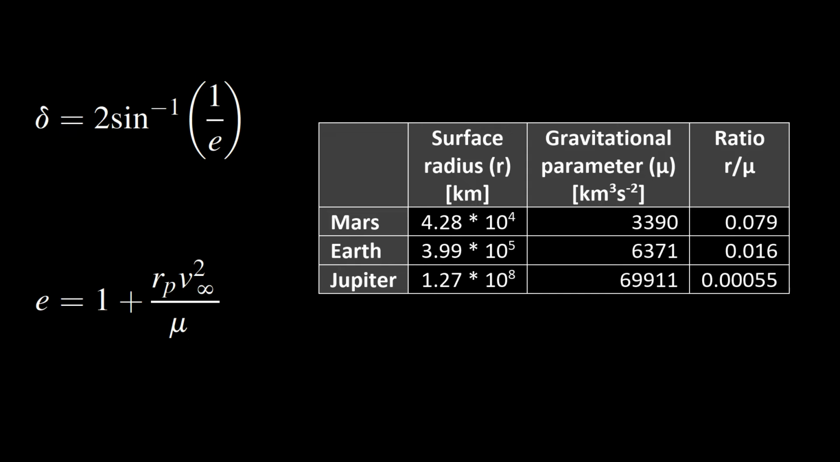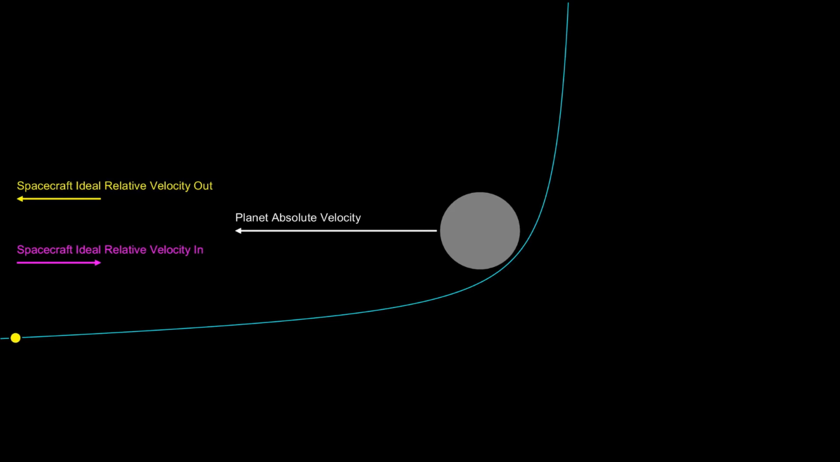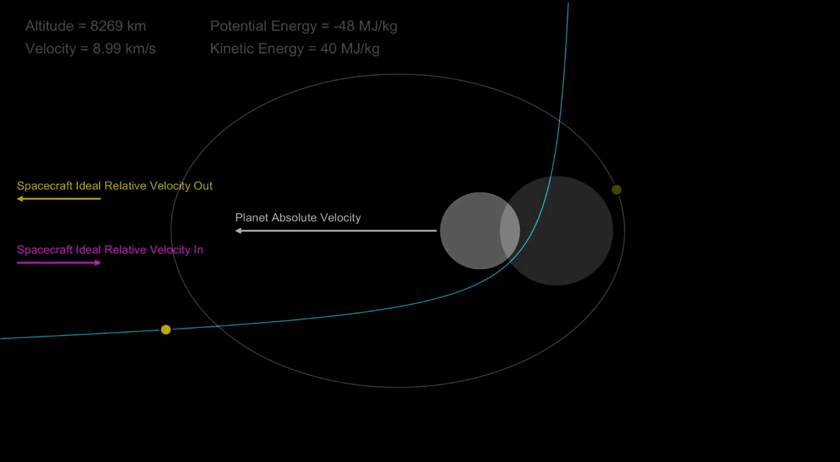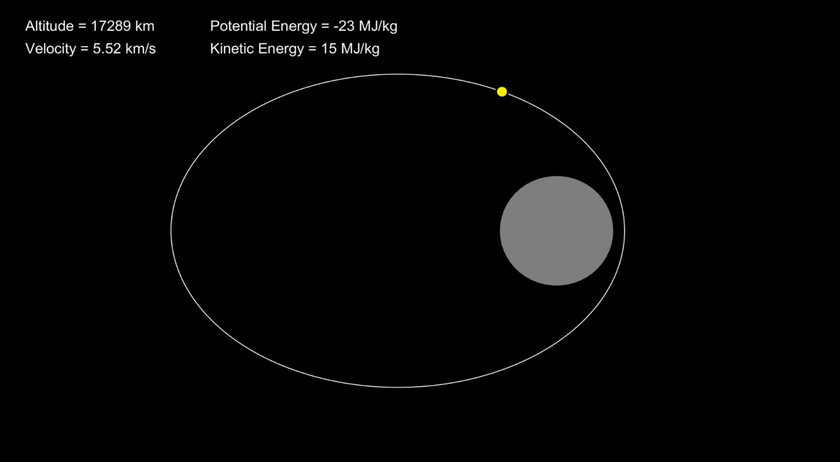Let's see an animation of a regular gravity assist now. When we're far away from the planet, our speed is low and the curvature of our trajectory is small. As we fall closer to the planet, gravity accelerates us and both our velocity and the curvature of our trajectory increase significantly. Let's detour for a second.